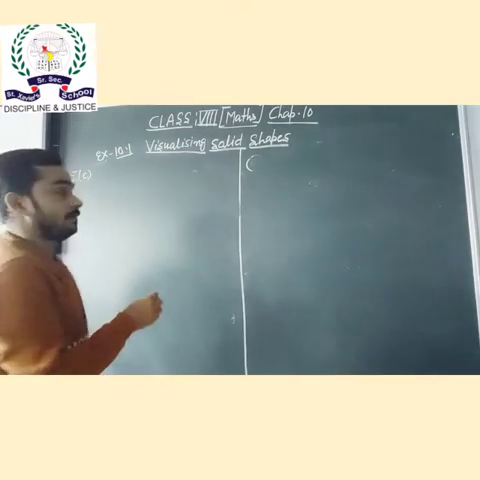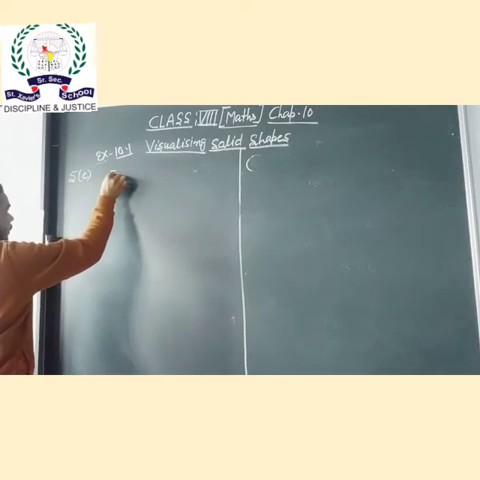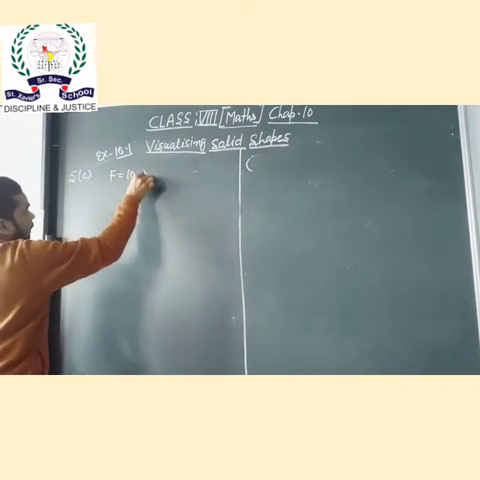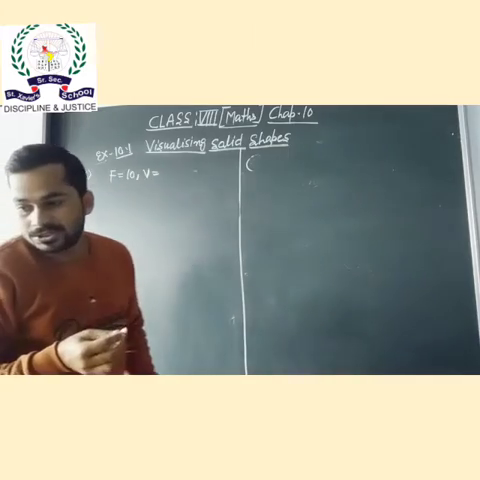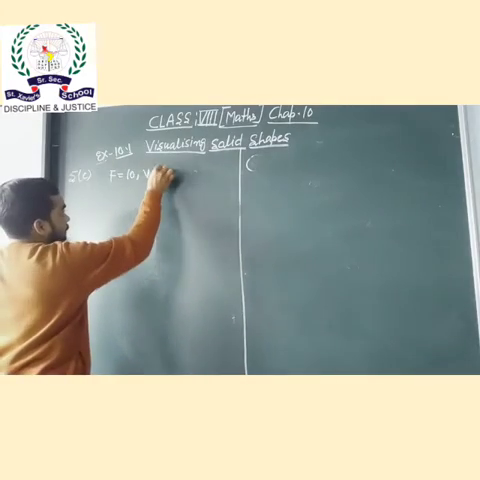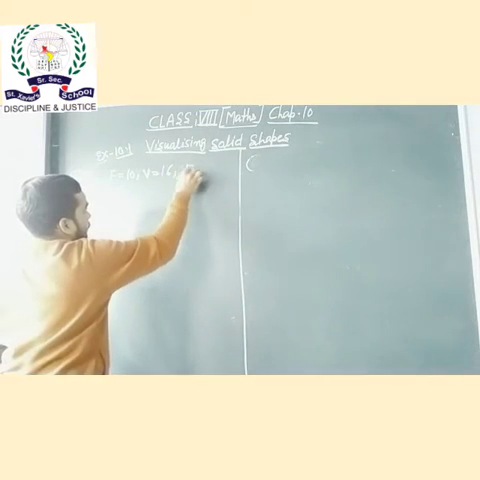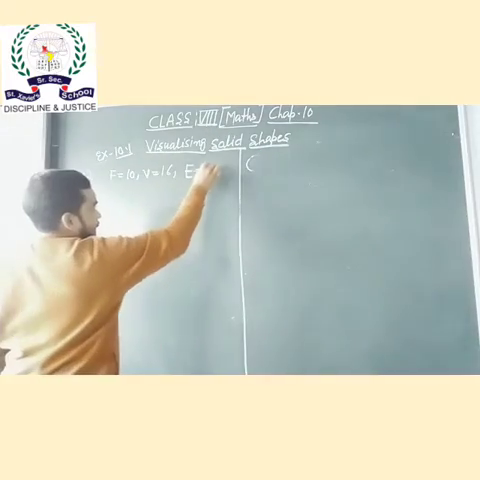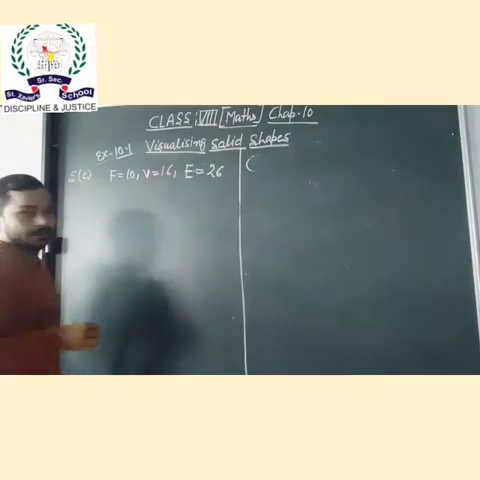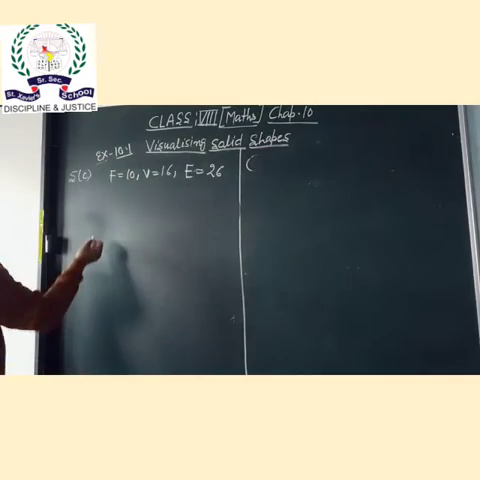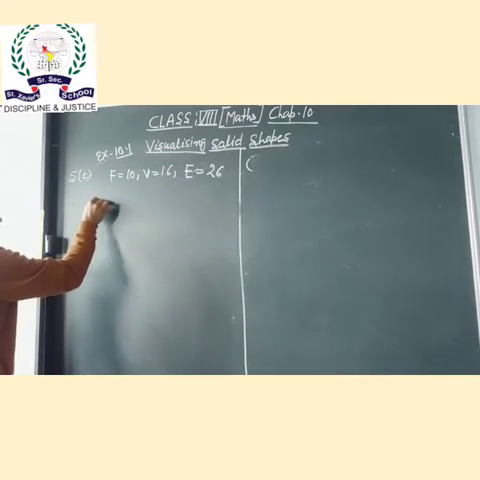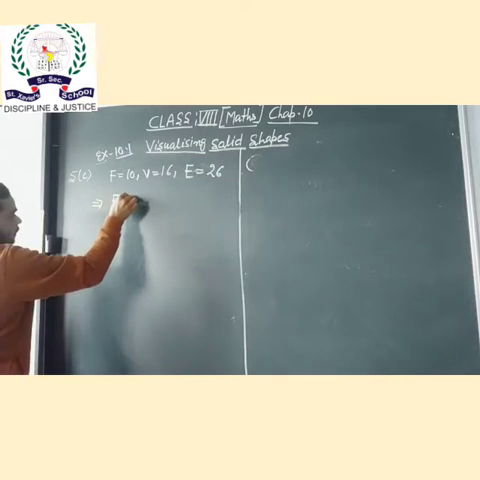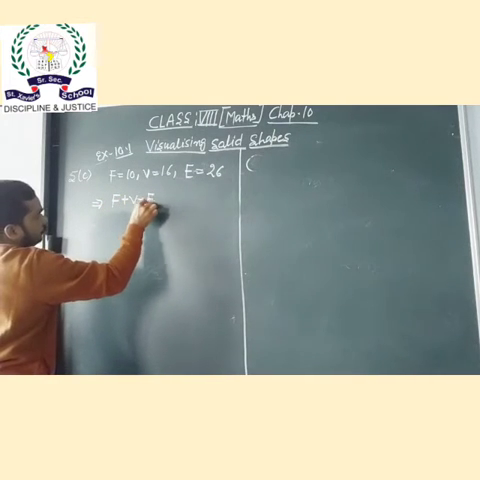Number of faces are given 10. F equals 10. Number of vertices are 16. And the number of edges are equal to 26. Again you have to verify by using Euler's formula. F plus V minus E equals 2.